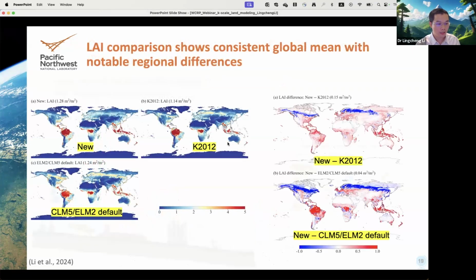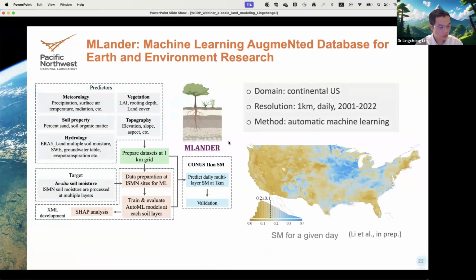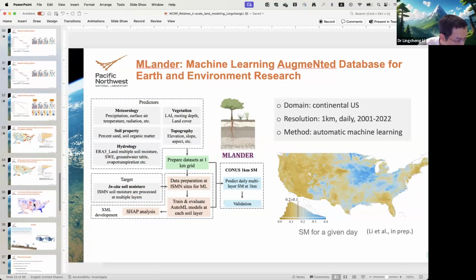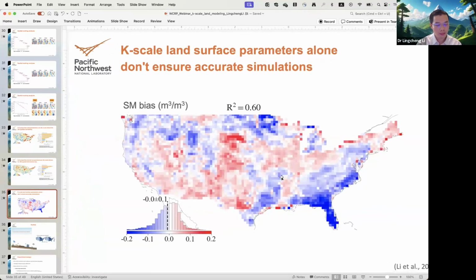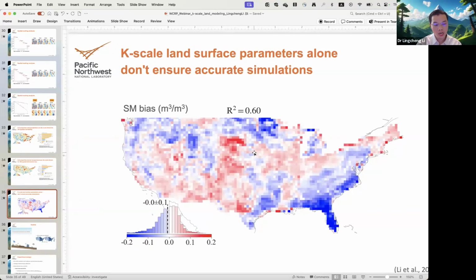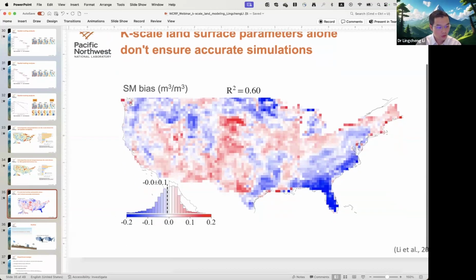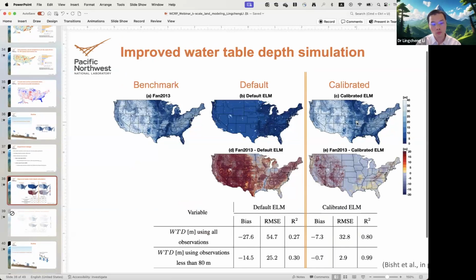Why we need to do that? Because from the preliminary comparison of the soil moisture benchmark, you can still see a lot of larger biases. So this shows the preliminary results of the soil moisture comparison between the K-scale simulation versus the benchmark data. You can still see some biases. So that's why we think when we compare with observations, we need to do some calibrations. And then we show in some studies that after the calibration, we can really improve the simulations we have. So that's why we think calibration is also important.